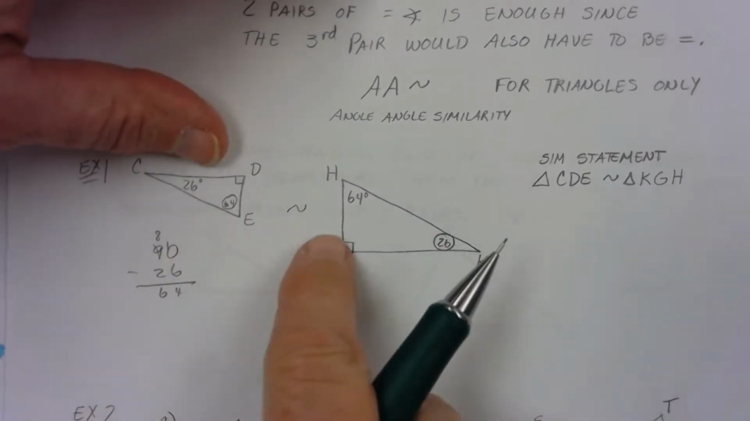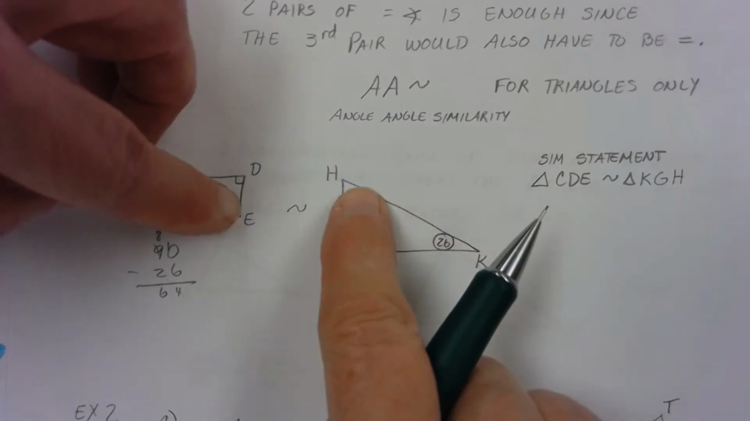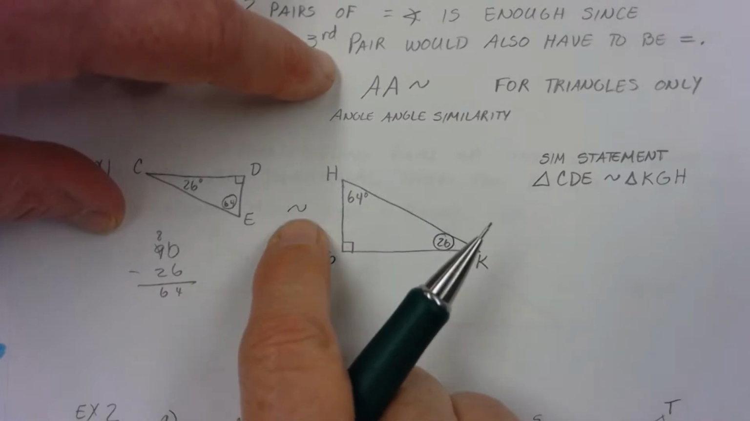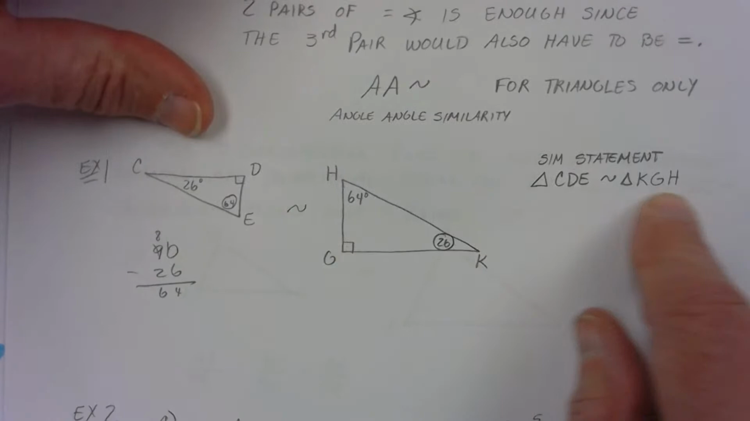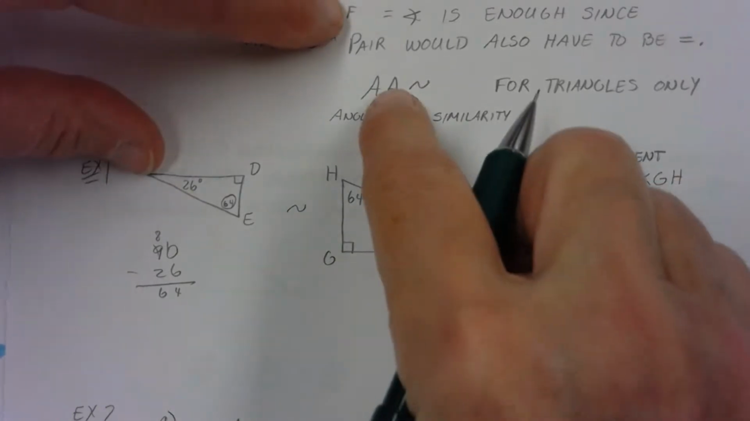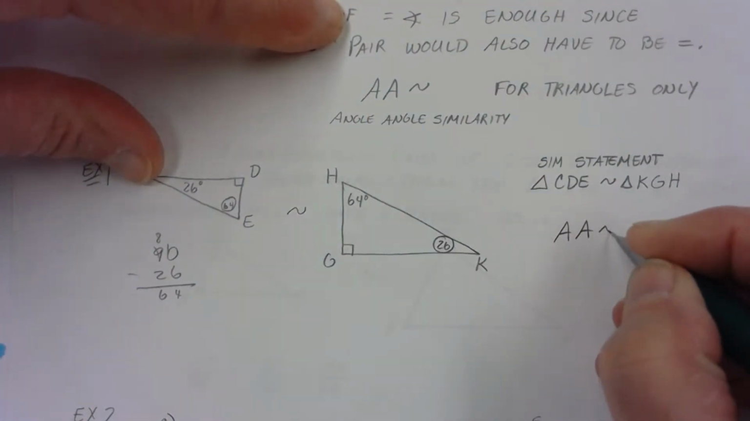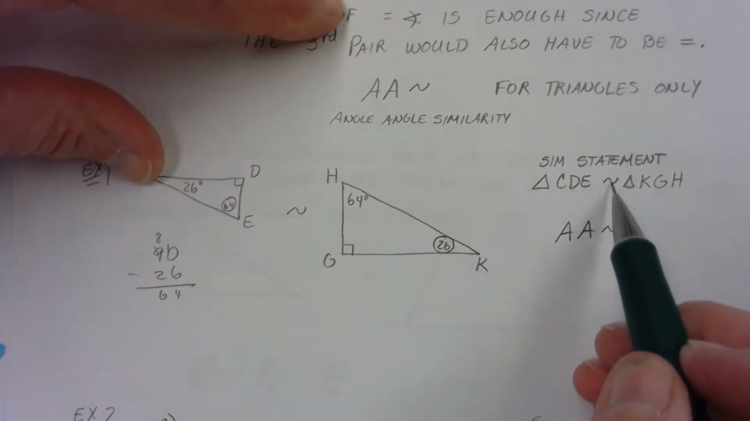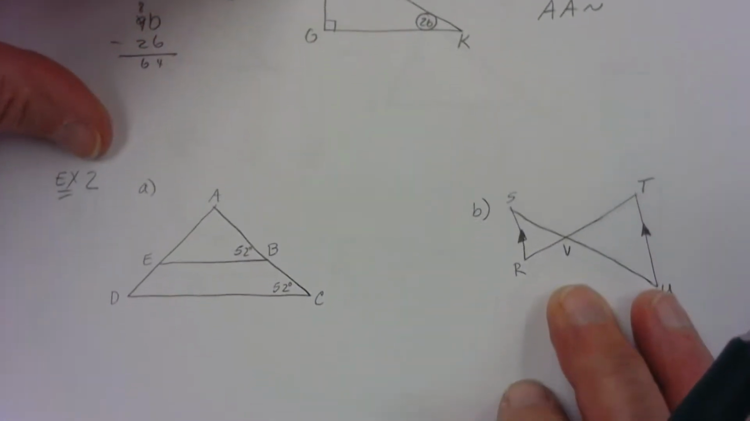So first of all, are they similar? Yes, because they have at least two pairs of angles, 26, 26, and 64, 64, but they actually have three pairs, 90, 90. So we've determined they're similar. That was the first task. If so, write a similarity statement, which we did right there. And then it said justify your reasoning. And the reasoning is just what we did up here. The reason is because of angle, angle, similarity. So yes, they're similar. Here's the similarity statement. Justify your answer, angle, angle, similarity. There you go. That's not that bad.